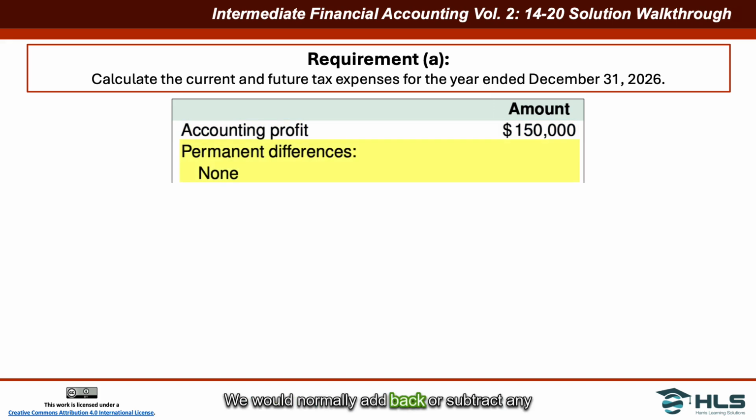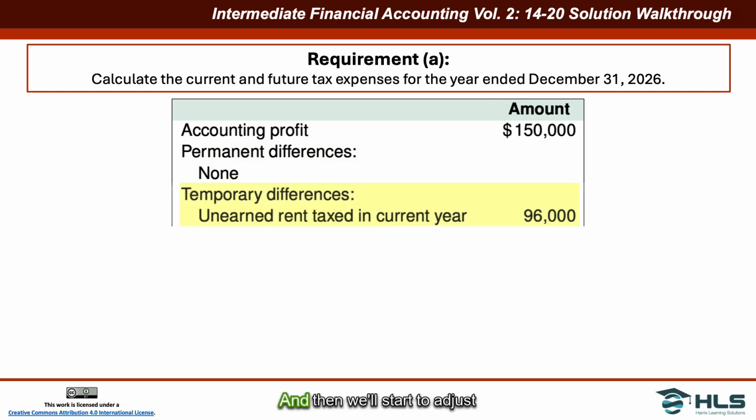We would normally add back or subtract any permanent differences, such as 50% of meals and entertainment, 100% of the golf club dues, or subtract any non-taxable revenue, such as dividend income. This problem has no permanent differences, so we can leave that blank. And then we'll start to adjust for our temporary differences.